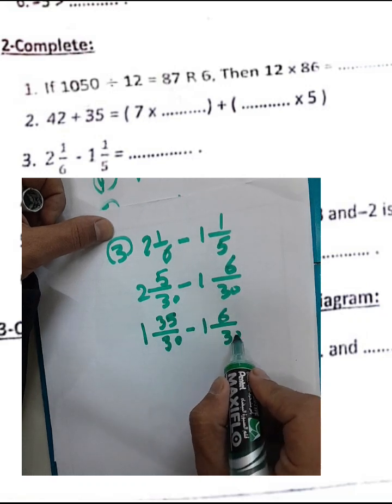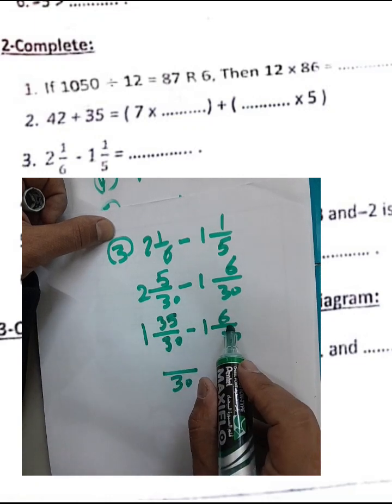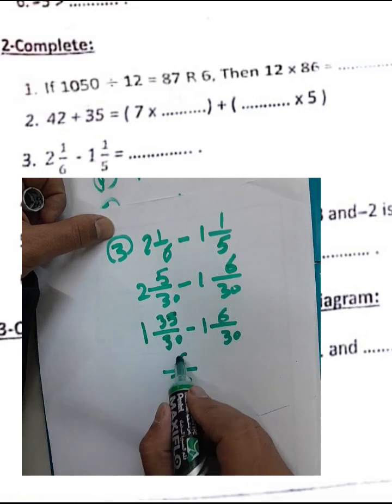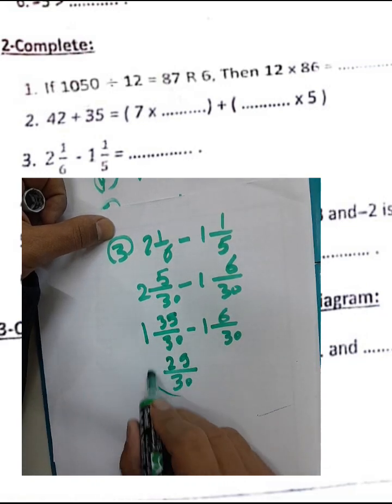Subtract 1 and 6 over 30. 1 minus 1 equals 0, and then write 30. 35 minus 6, 15 minus 6, it will be 9, and then write 2. The result will be 29 over 30.